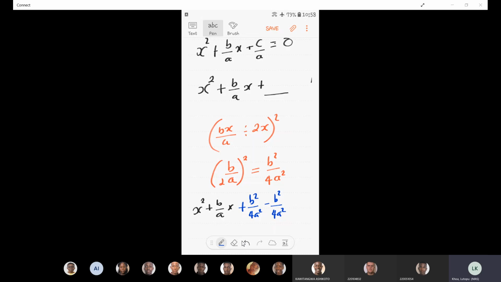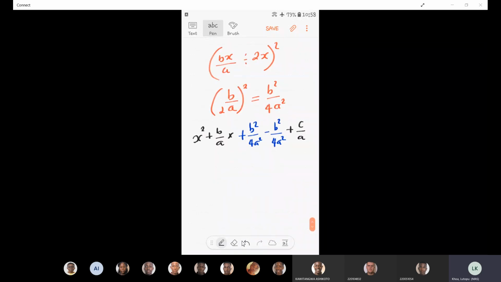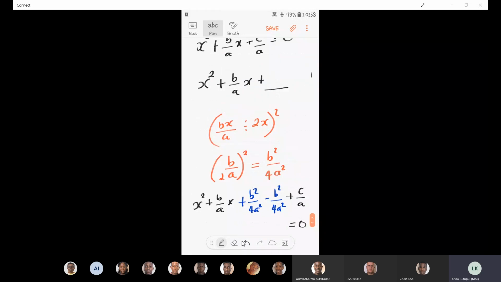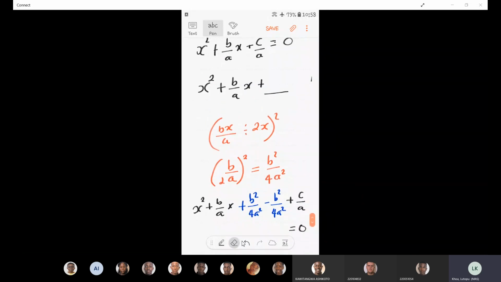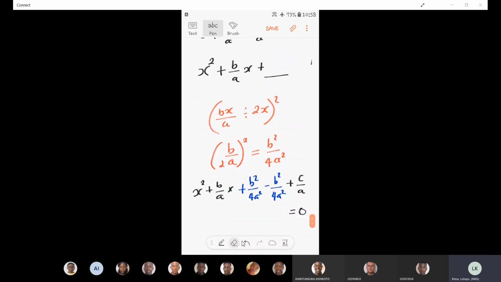Then I have plus c over a, and this is all equal to 0. So you can see the only difference between what I have here and what I started with is this part in blue. Now this part in blue here is equal to 0 because I'm adding this and also subtracting it. So if the difference between two expressions is 0, there is no difference. They are the same.